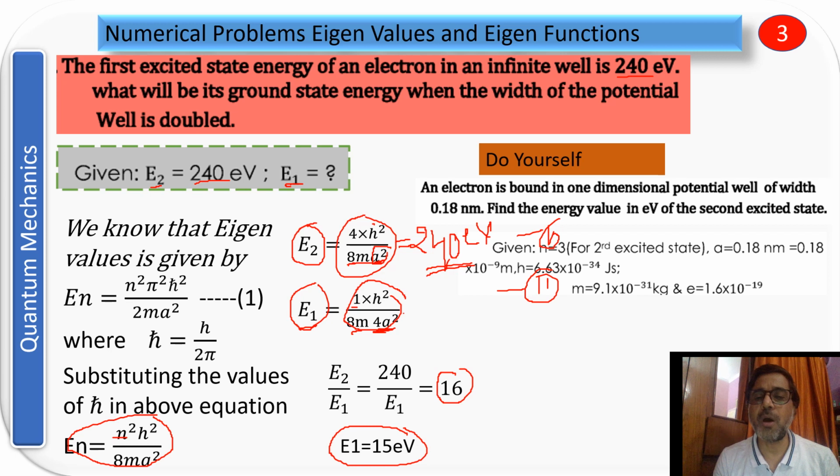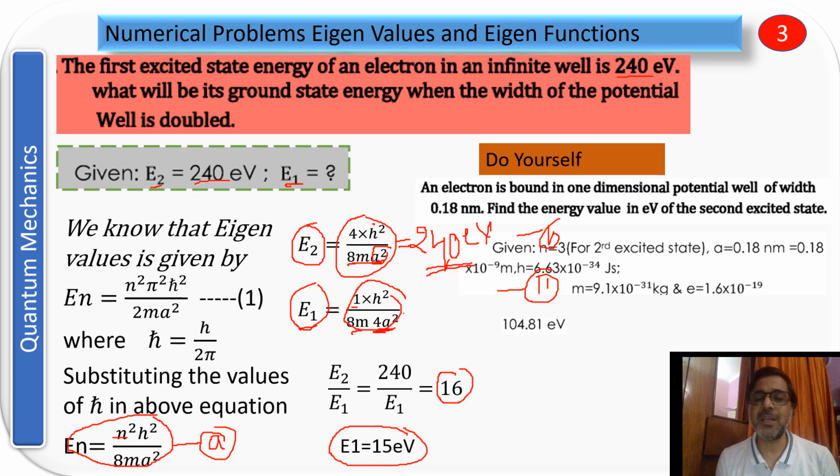So this is equal to 0.18 into 10 to the power minus 9 meter. h is your Planck's constant, and m is the mass of the electron. And here you have got the formula. Let us suppose this formula is your equation number A. So here you substitute all those values, and you will get your answer.